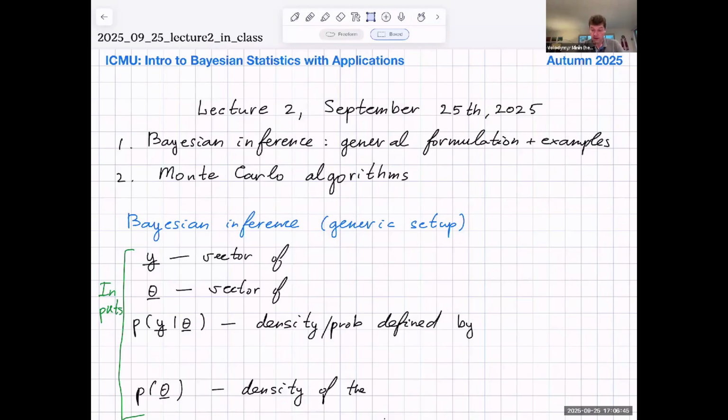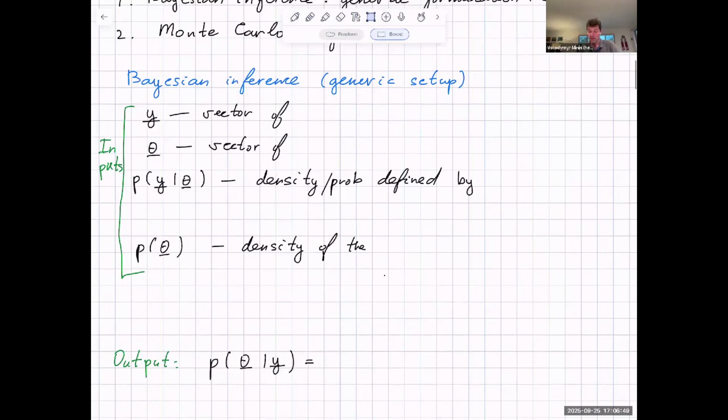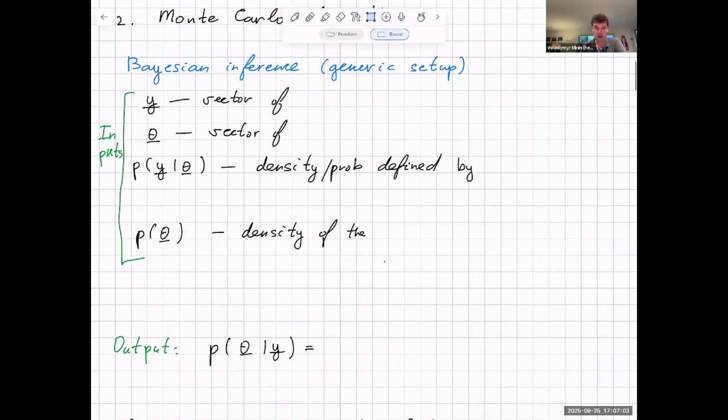Okay, so today I want to start with the general setup, and then I'll give one example so that we can practice how to formulate a standard or non-standard problem in statistics from a Bayesian point of view. And then we'll move on to some algorithmic questions that we need to address.